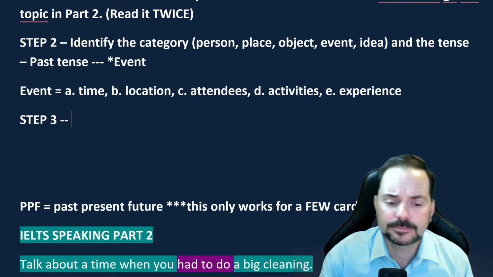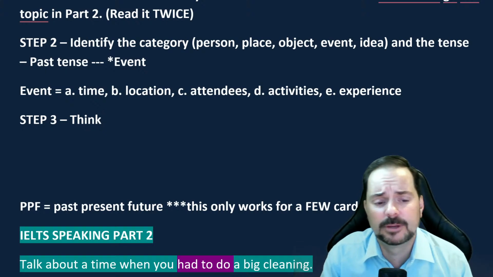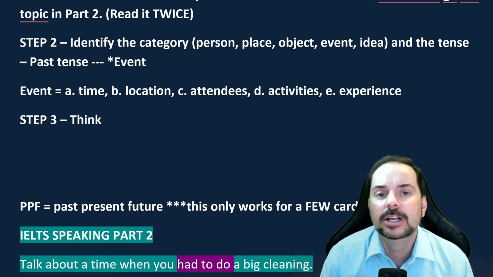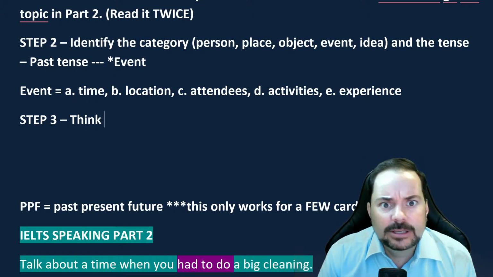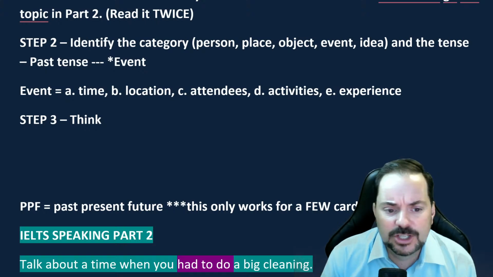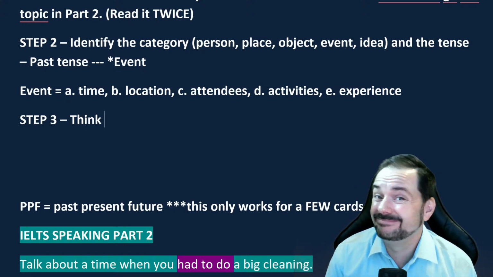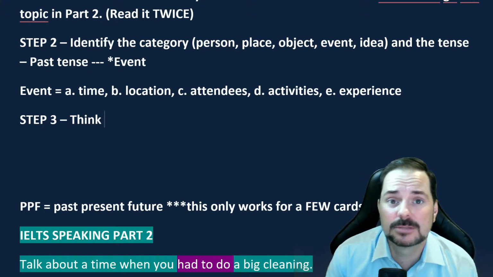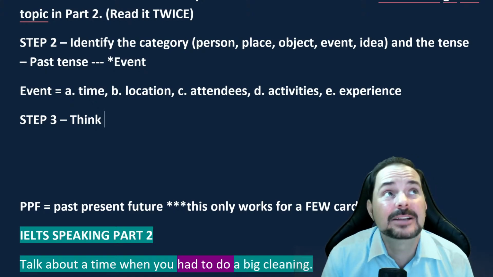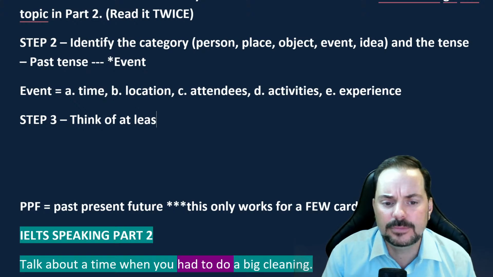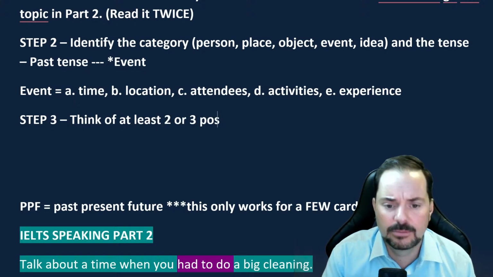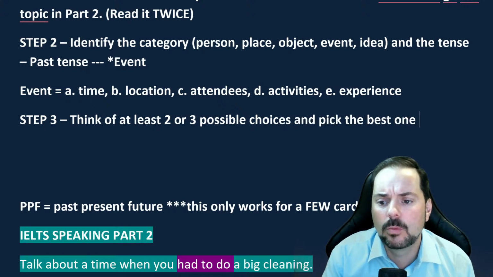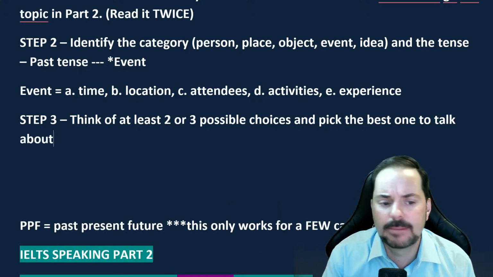So step 3, think of a couple answers. Yeah, don't just think of one. A big mistake people make is they think of one answer. They think, yeah, that's my answer. And then they realize, I don't know what I'm talking about, or, whoa, that's a really hard topic. Why did I choose that? You want to think of at least 2, hopefully 3 possible answers. So think of at least 2 or 3 possible choices and pick the best one to talk about.